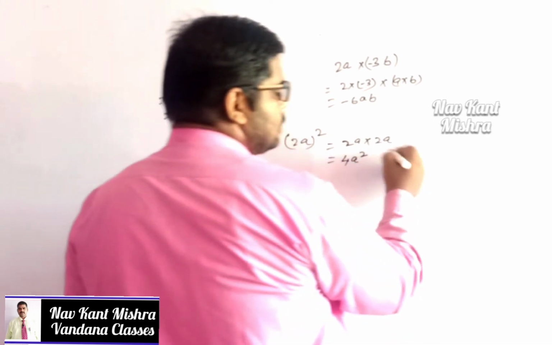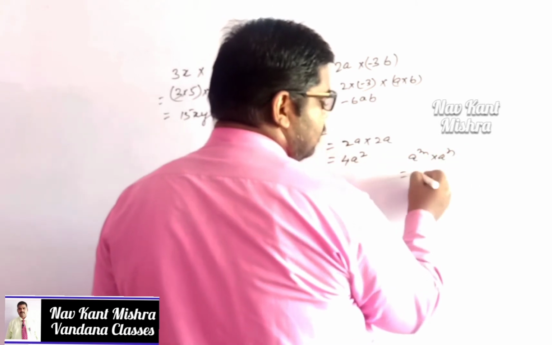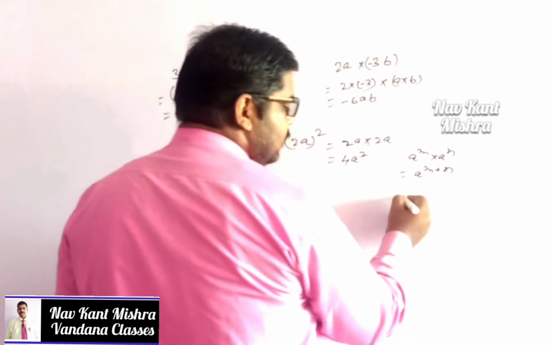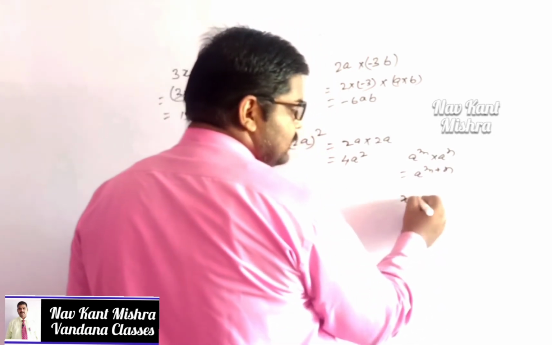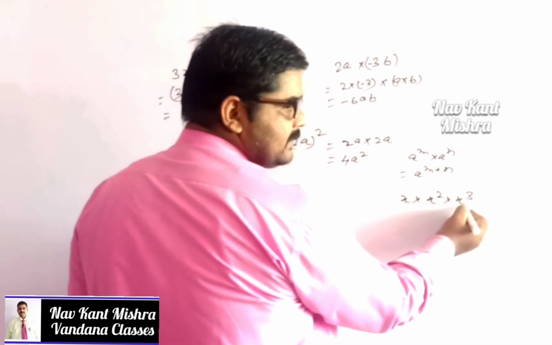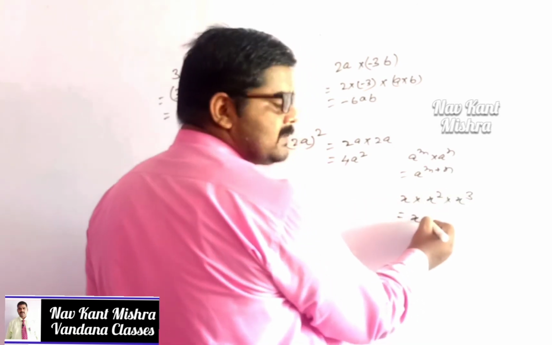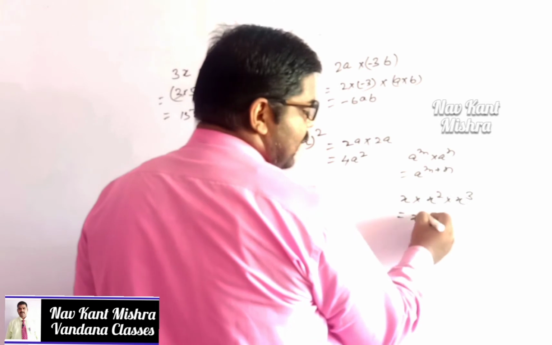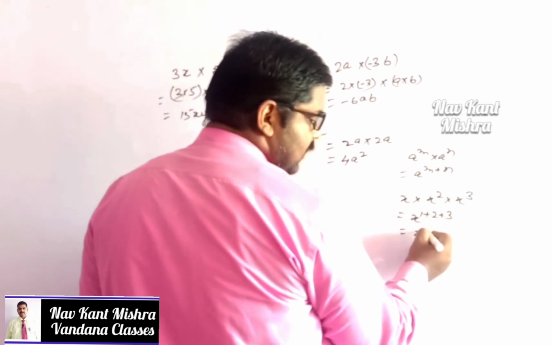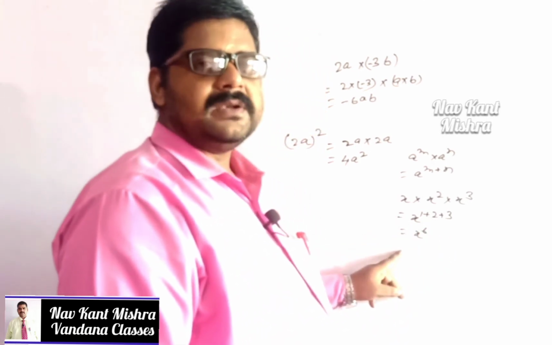Actually it follows a formula: a to the power m into a to the power n is equal to a to the power m plus n. So when you multiply such terms, x multiplied by x square multiplied by x cube, the bases are the same. This is why, in multiplication, you have to add the exponents, that is 1 plus 2 plus 3, and you can write 6. That is the final result of this multiplication.